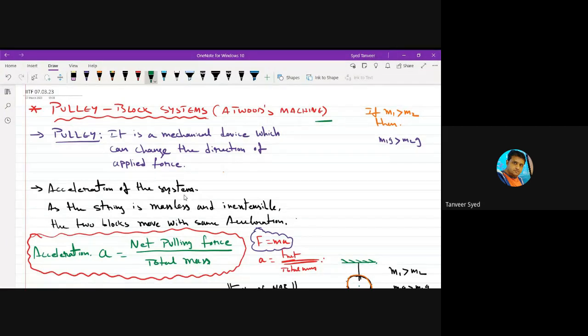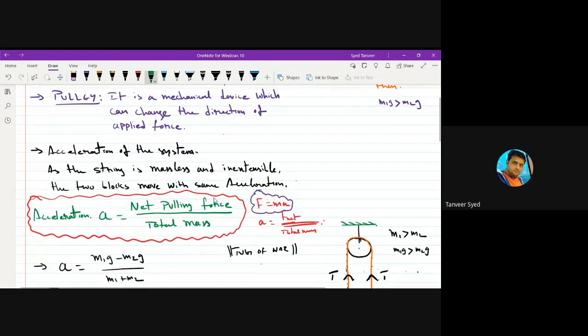So pulley block systems, we started this topic yesterday. Pulley block systems are in general called Atwood's machine, named after the scientist who studied these systems. A pulley is fundamentally a mechanical device which can change the direction of applied force without changing the magnitude. Only the direction of the force is changed by the pulley.